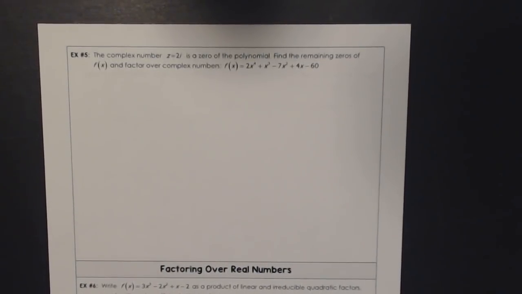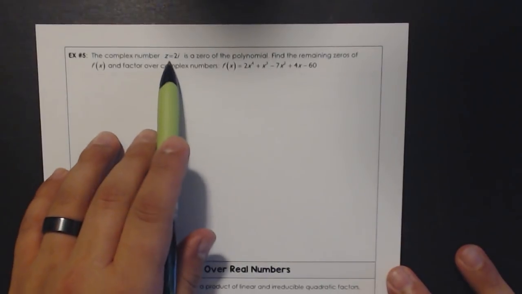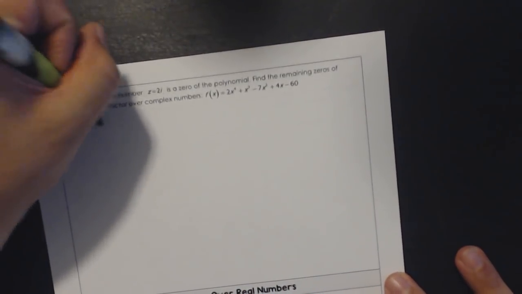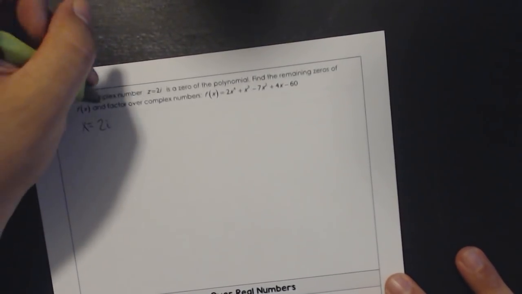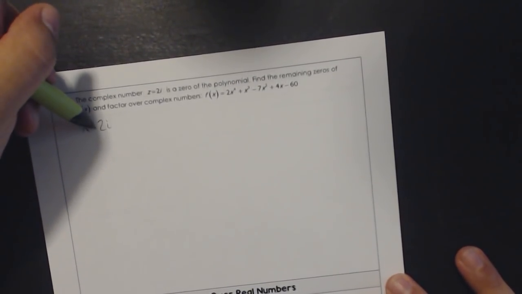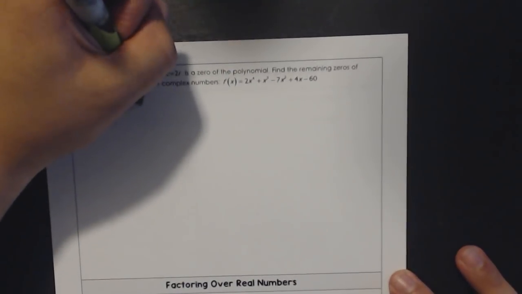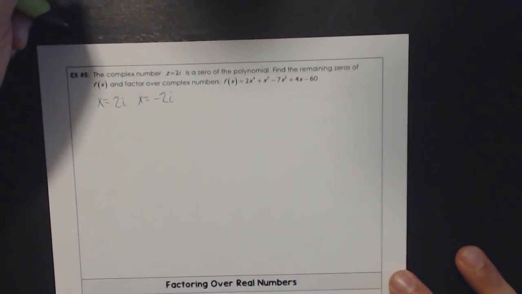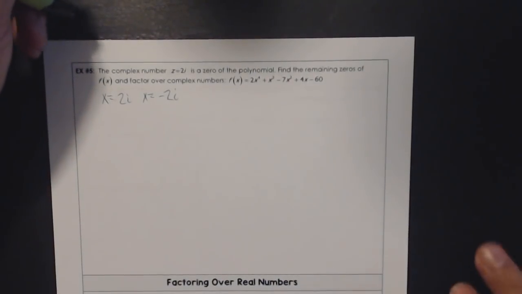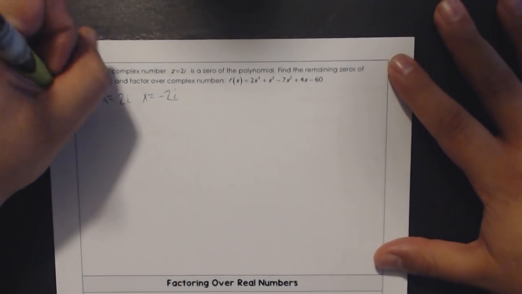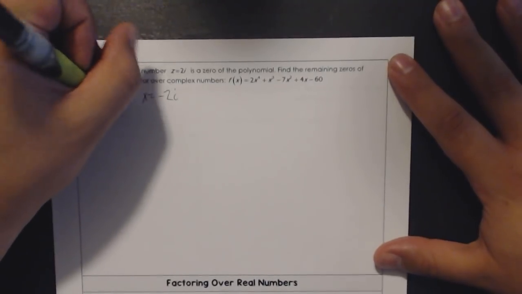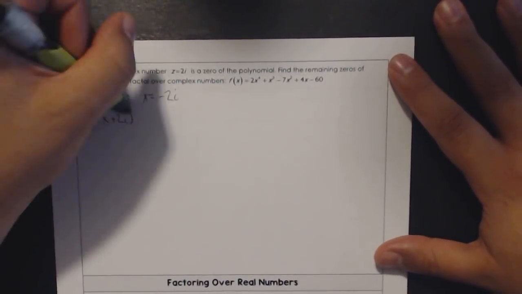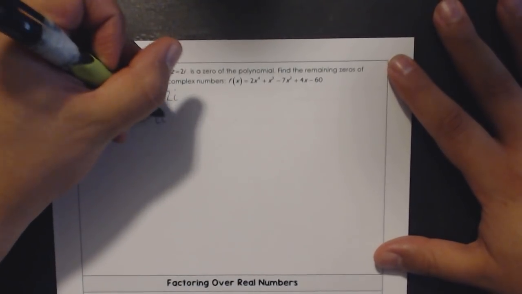Well, we know that this zero, z equals 2i, is part of the polynomial. So we know that x equals 2i is a zero, and that must mean that the complex conjugate of this is also a zero. So x equals -2i is also going to be a zero of this. So because of that, we know that the first step is that x plus 2i is a zero, and x minus 2i is a zero.